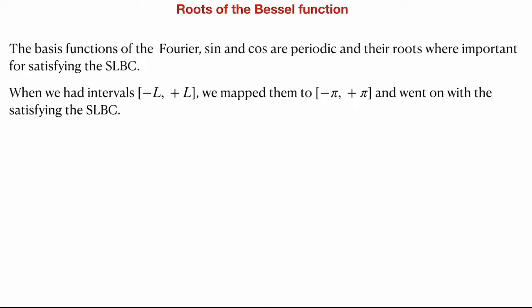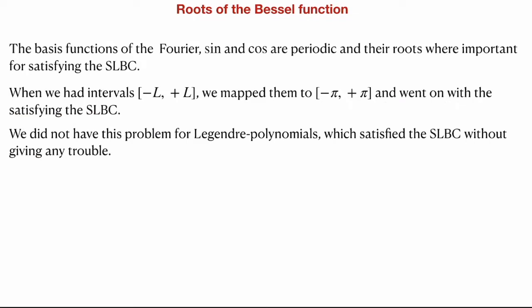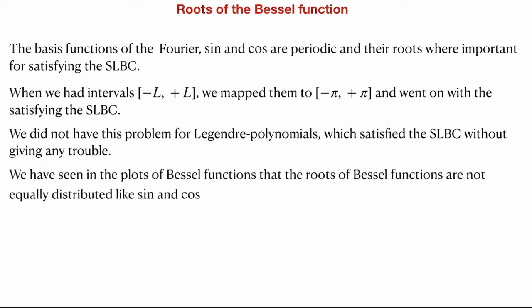When the interval is from minus L to plus L, we can map that to minus pi to plus pi, and go on with satisfying the Sturm-Liouville boundary condition. When coming to Legendre polynomials, we did not have much problem because they naturally satisfy the Sturm-Liouville boundary condition, because p of x had a value of 0 on the boundary, and we use the expansion around x equal to 0. In the earlier lecture, from the plots of Bessel functions, we have seen that the roots of Bessel functions are not equally distributed, and they are spread all over, unlike the sine and cos functions.